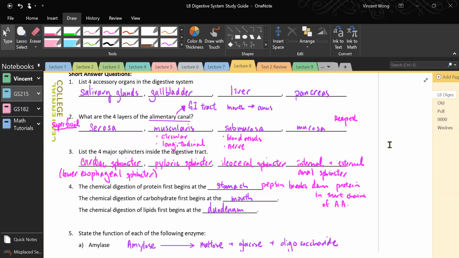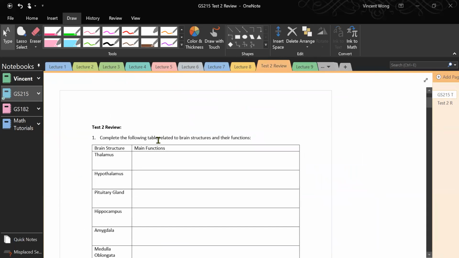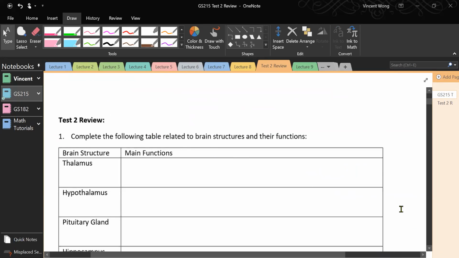Now we do have the lab test coming up as well. And instead of taking up the lab, I think I'll just post the answer for the lab for you to check yourself. I'd rather use the time to do the test 2 review for you. Okay, so this is the test 2 review.